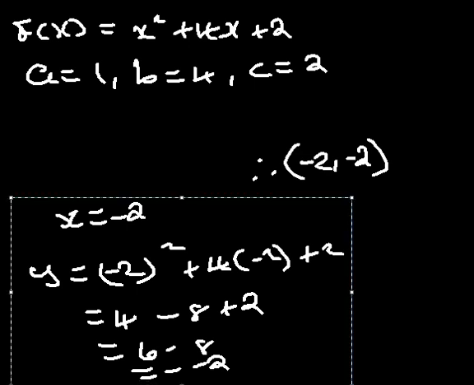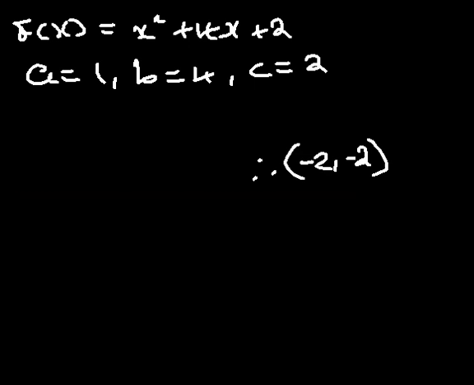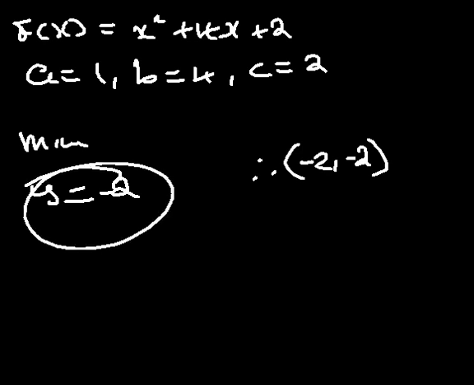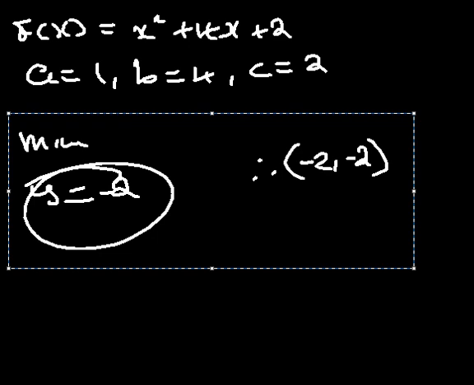Now, what is the maximum or the minimum value at the turning point? Since the value of a is positive and the graph is concave upwards, we're going to have the minimum value. Therefore, the minimum value is y is equal to negative 2. Mind you, the minimum value is the y value at the turning point. So bear that in mind. Now what if we have this case?